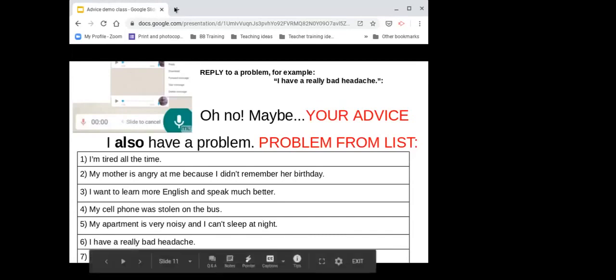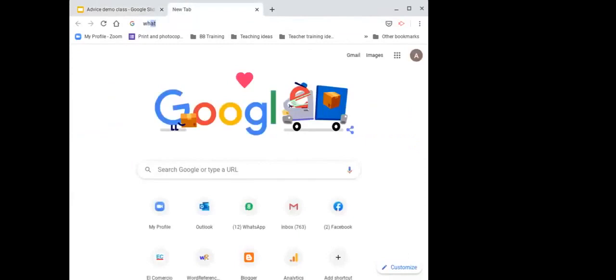And do this in WhatsApp. So let's look at WhatsApp. I'm opening my WhatsApp. Can everyone hear me? Is the audio okay?